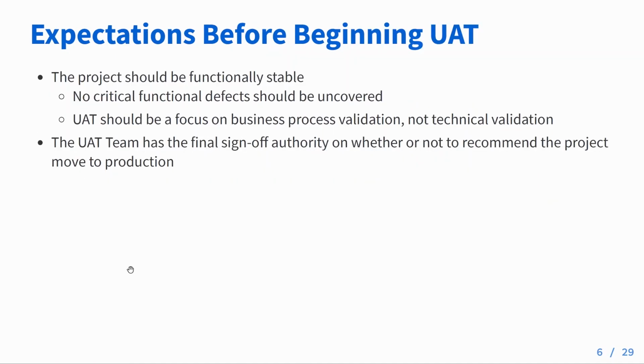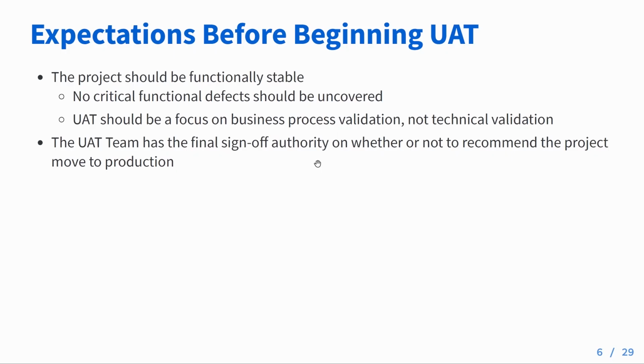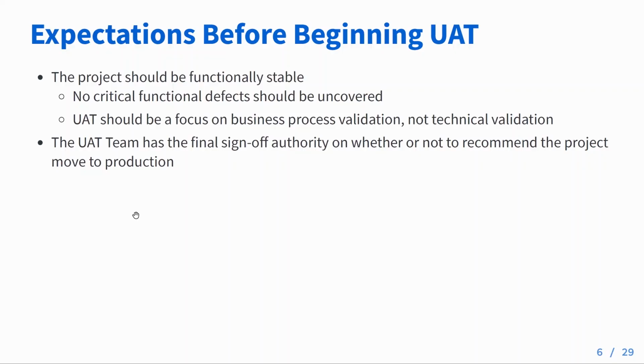Before we begin the UAT, we have to set some expectations. We want the project to be functionally stable. This means that no functional defects exist. And if there are any, we need to document them so that we can fix them. And we want to make sure that the UAT is solely focused on being business process validation as opposed to technical validation. The development team should be handling the technical validation. And the UAT team has the final sign-off authority on whether or not to recommend the project move to production. So ultimately, it's on your business UAT team to decide whether or not we continue on with the process.